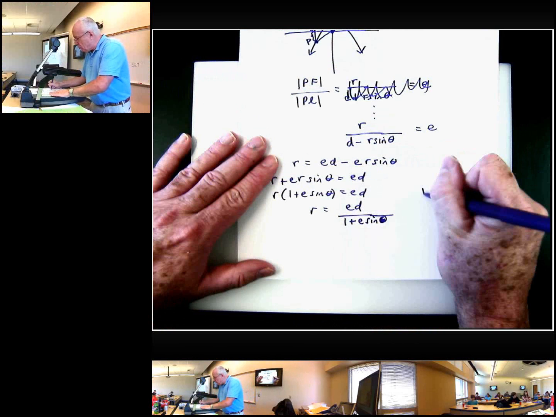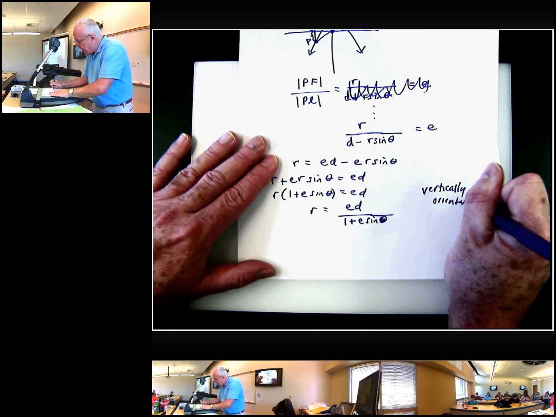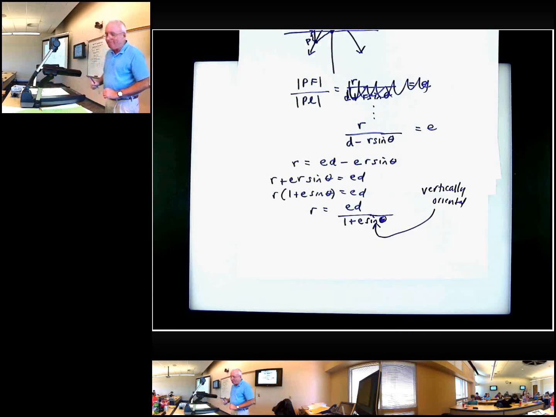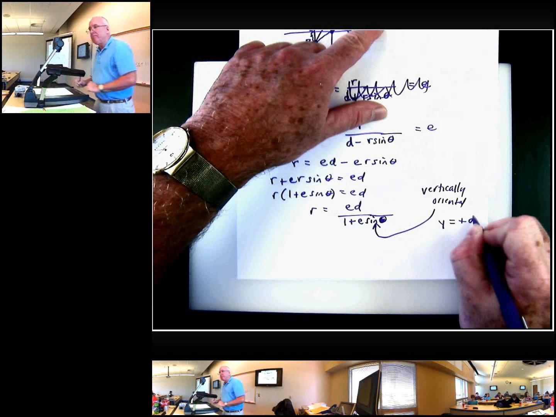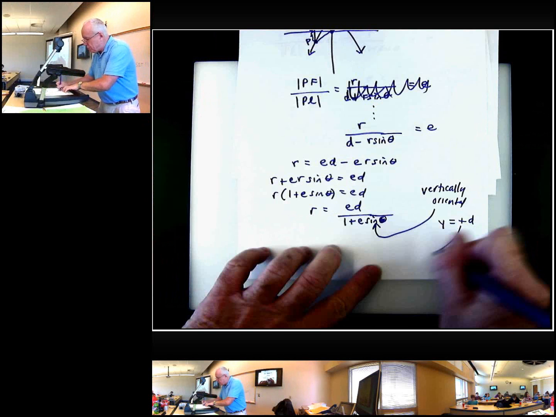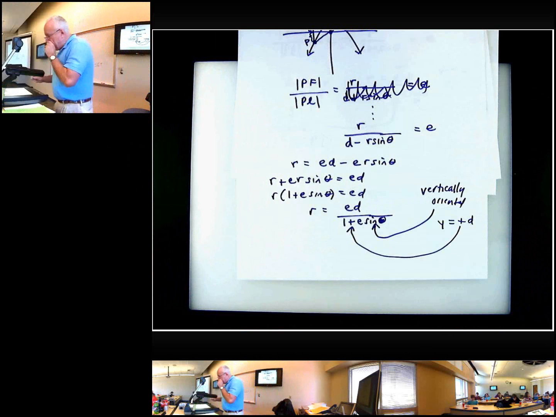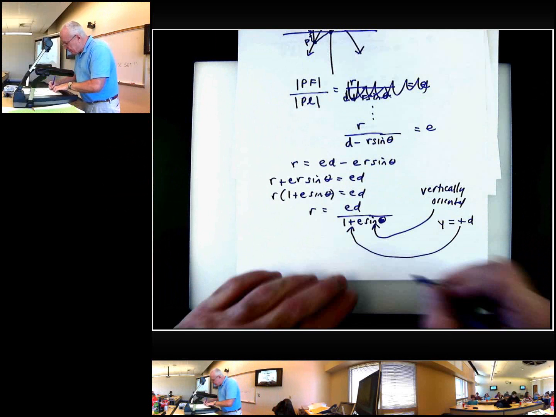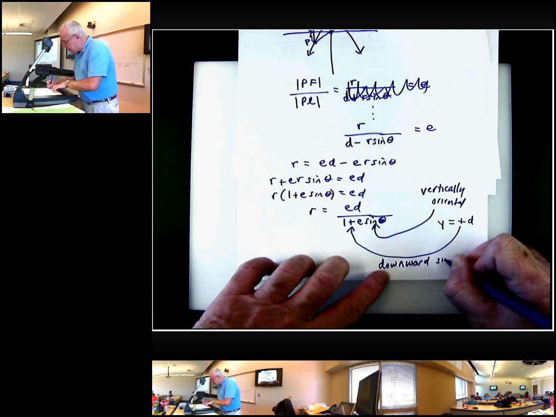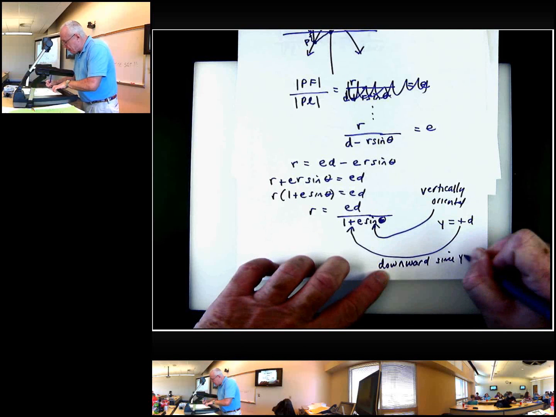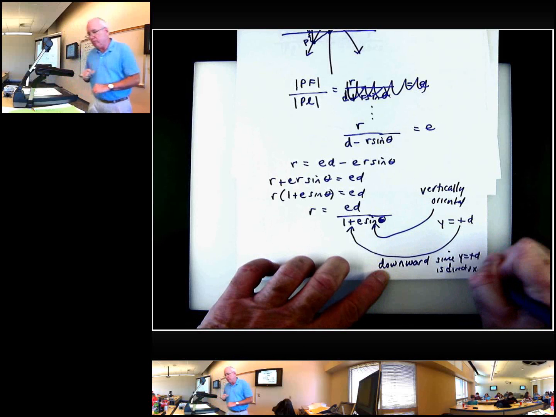So, again, let's look at this. This is vertically oriented, and we have the sine here at the bottom. The directrix this time is y is equal to plus d. And notice the plus here corresponds to that right down there. And then again, it's going to be downward oriented since y equals plus d is the directrix.